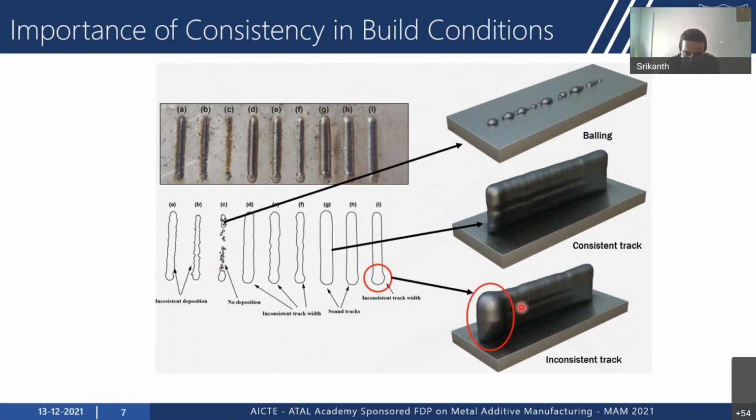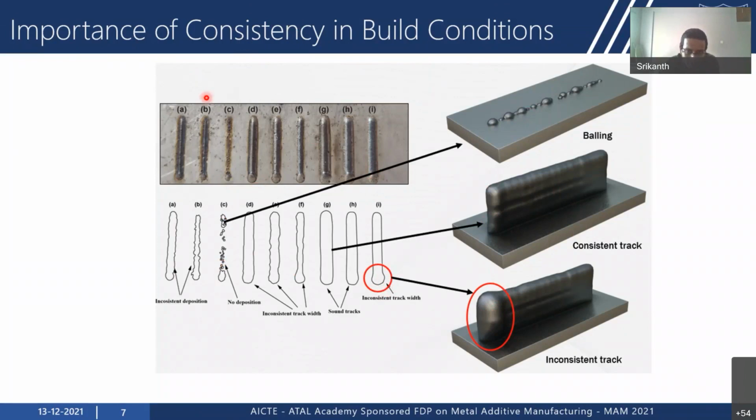In some cases there is an inconsistent track: you have larger dimensions of the track at one end compared to the other end. For example, you can see this track, which has larger dimensions at one end compared to the other end. So to obtain a consistent track, we need to optimize the process parameters to obtain a track with no defects, or minimal defects.